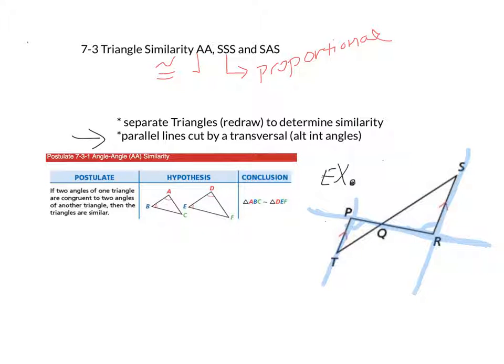But we also have another transversal, TS, and again, I'm going to extend it just so that we can see it a little bit better. And inside these parallel lines, we have alternate interior angles that are congruent as well. So now that we have our two angles congruent, these triangles are similar by AA.